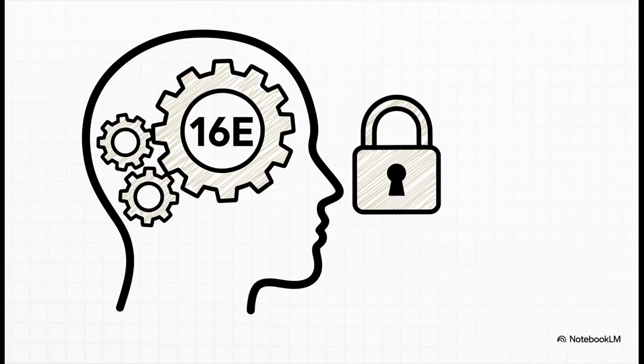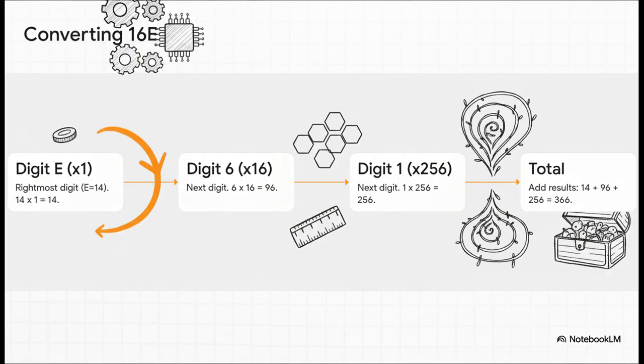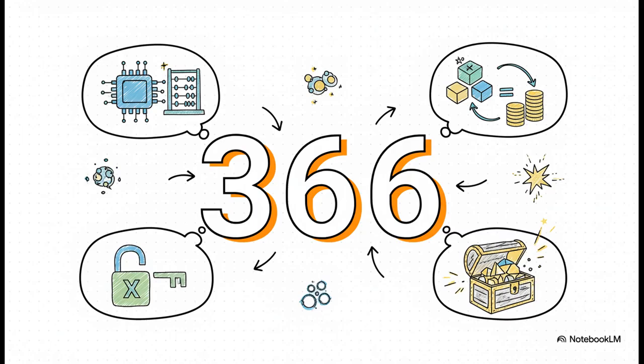All right, one last practice round to really make sure this skill is locked in. Let's do 16E. I bet you're already starting to do this in your head, right? Let's break it down one last time. From the right, E is 14. It's in the ones place, so that gives us 14. Next, the 6 is in the 16's place, so 6 times 16 gets us 96. And the 1 is in the 256's place, which is 256. You know what to do. Add them all up. 14 plus 96 plus 256 equals 366. And there you go. 3 for 3. We cracked every single one using the exact same logic. You've officially seen the whole system in action.